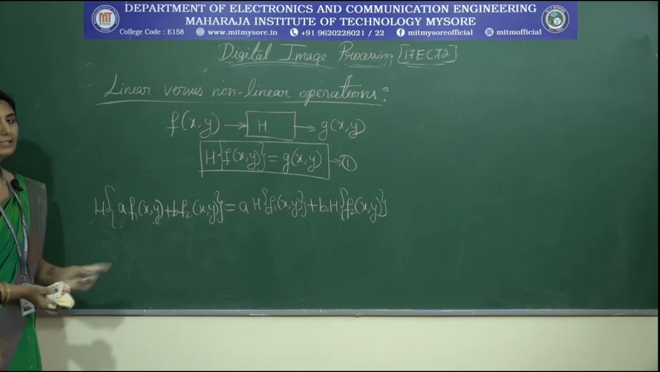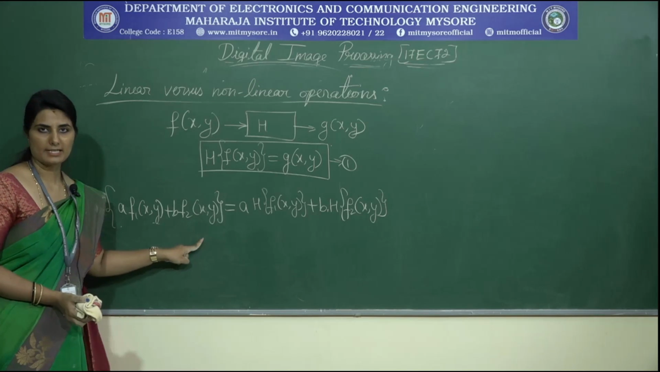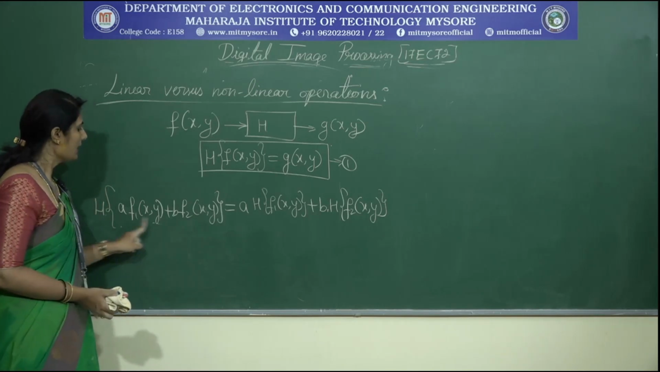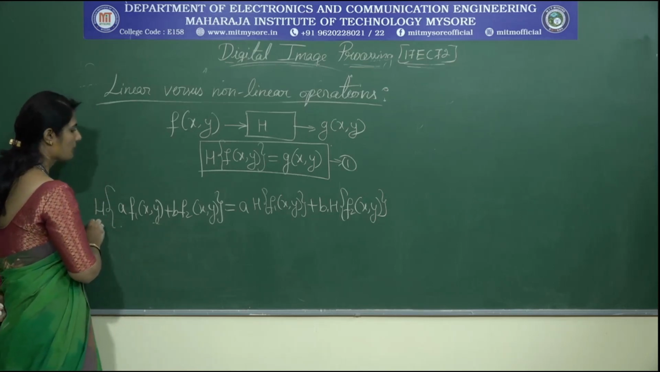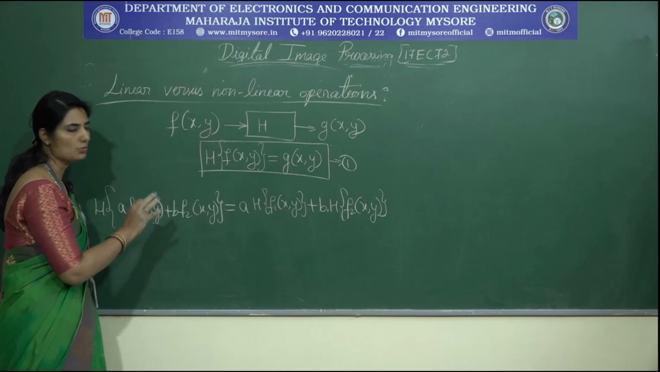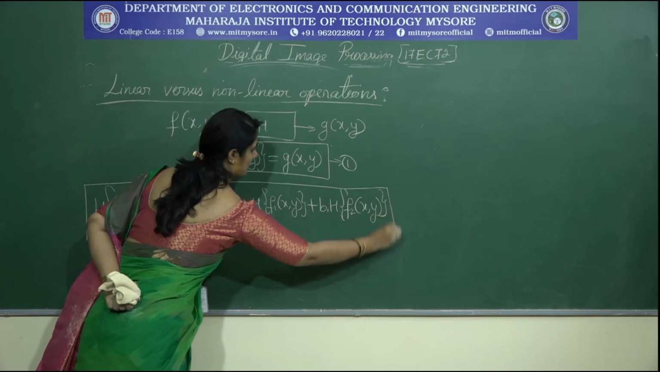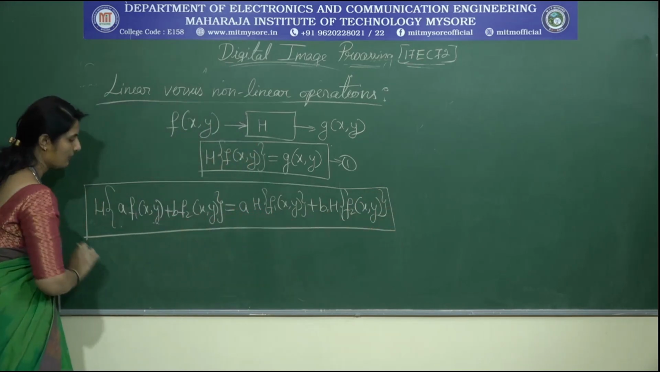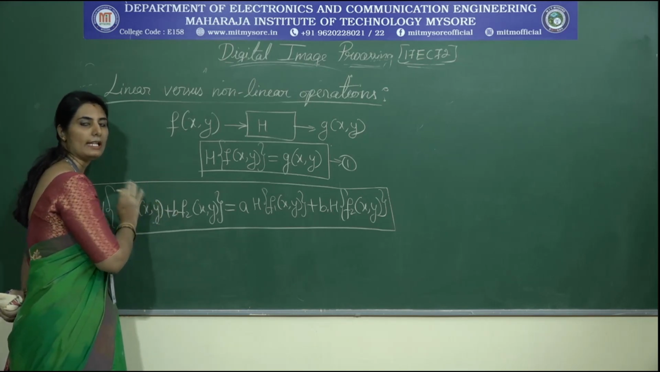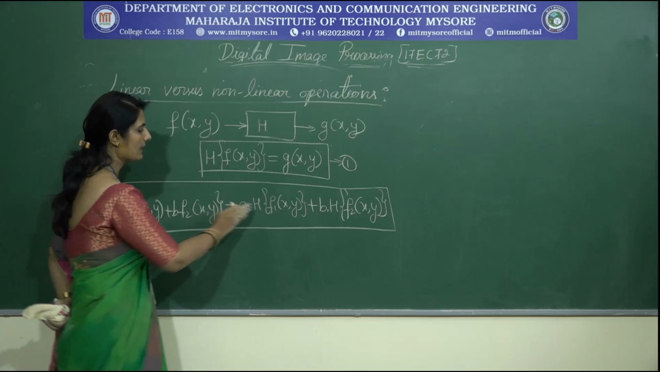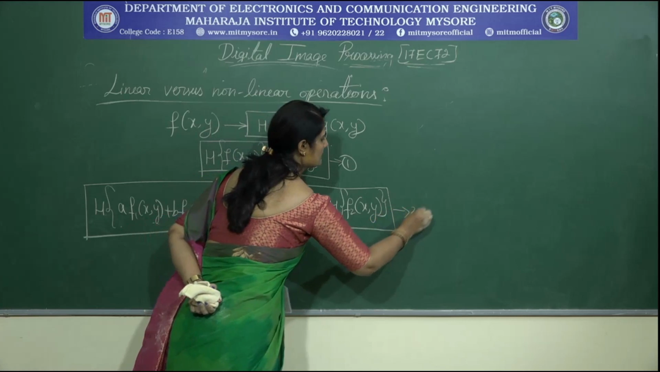Now here I have considered two input images, f1 and f2. These two have the same size. So a and b are constants. Now performing the linear operation on these two images, it should result in an equation such that it is equal to the LHS. So now I am going to reduce this step.